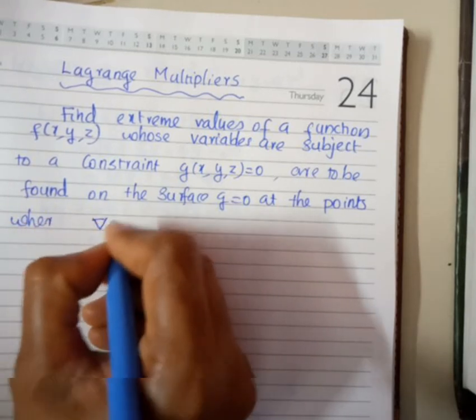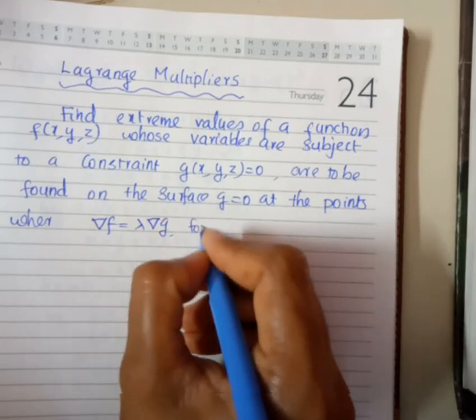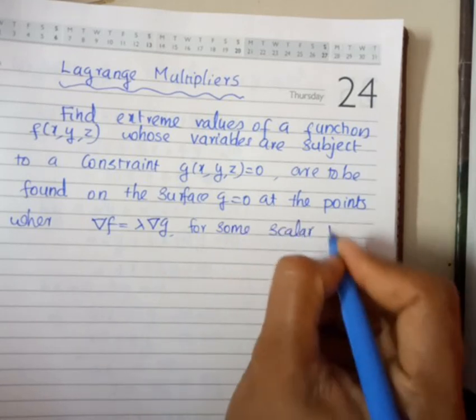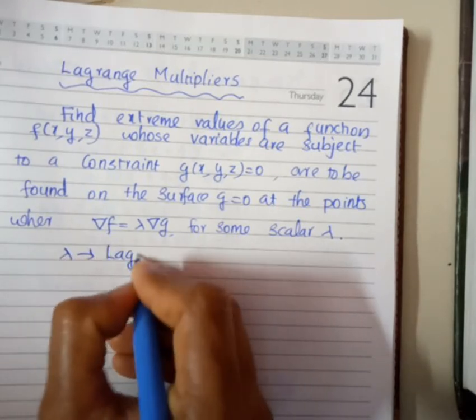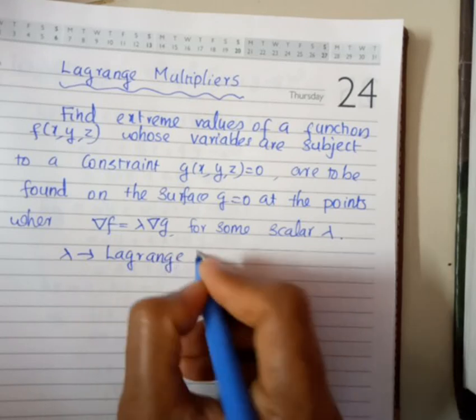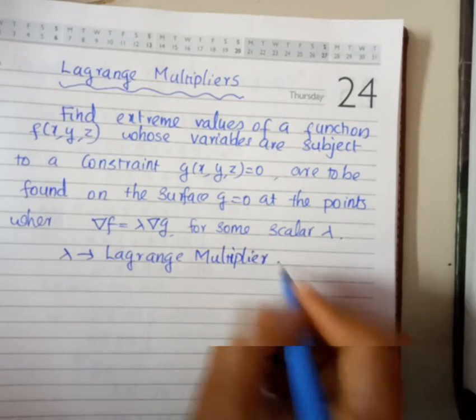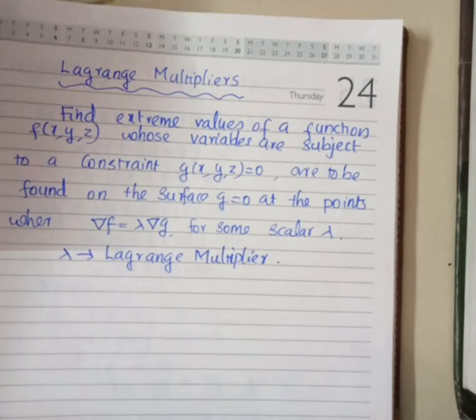at the points where del f equal to lambda into del g for some scalar lambda, and this lambda is called the Lagrange multiplier. Okay, so this is the method of Lagrange multiplier.